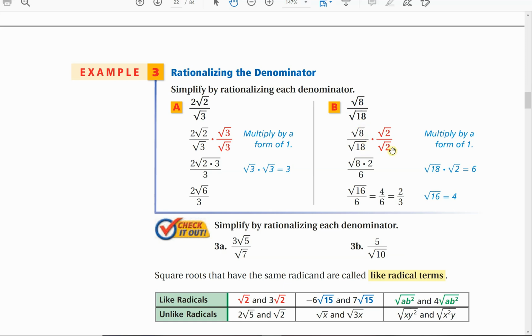Here we got the square root of 8 divided by the square root of 18. All right, so multiply the top and the bottom by 2 because 18 times 2 is 36. So what we get in the bottom is 6, and then the top we get 8 times 2, 16. Oh, the square root of 16, that's 4. So 4 over 6 becomes 2 over 3. So it ends up being that when we rationalize, we can get rid of the radicals altogether.